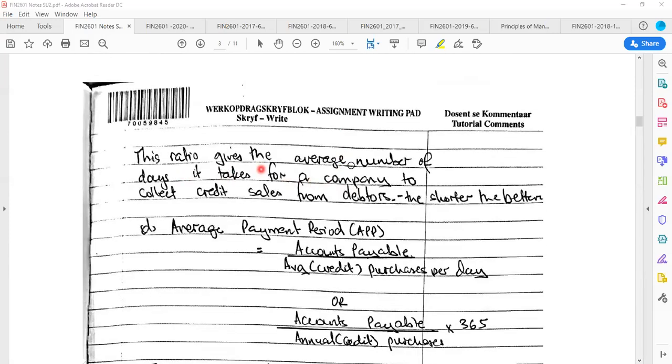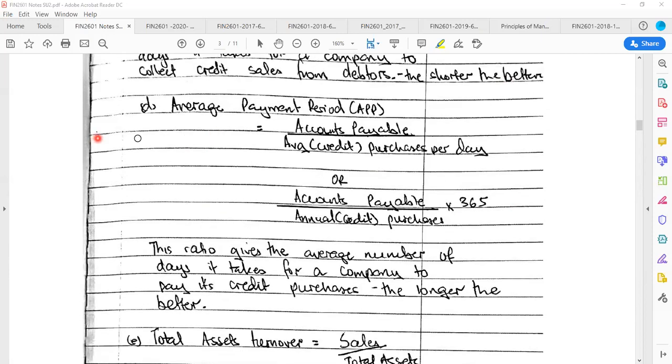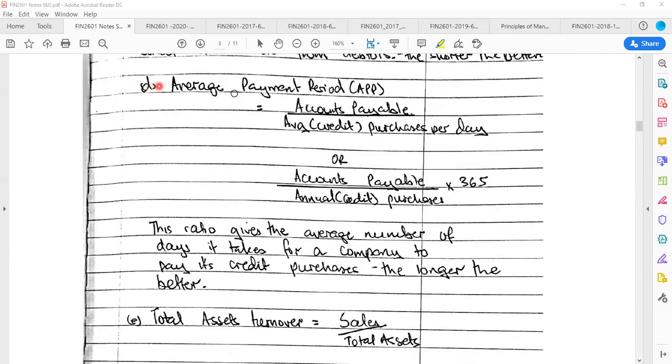So here it is. This ratio gives the average number of days it takes for a company to collect credit sales from debtors. The shorter it is, the better. Then we also have the fourth activity ratio, known as the average payment period, APP. This is given by accounts payable divided by the average credit purchases per day. If they don't give us credit purchases, we can just use the purchases. So we take accounts payable divided by our average purchases per day.